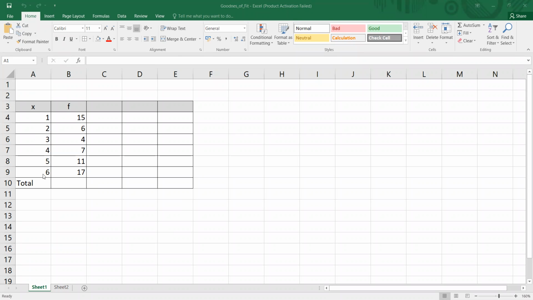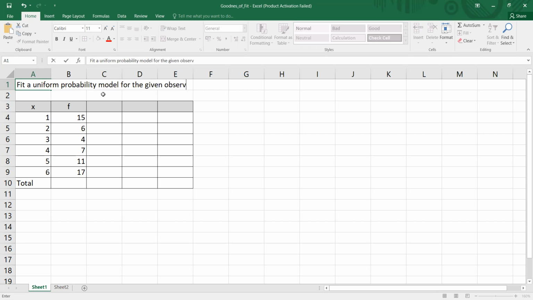In the column of X, we have the different values on the face of the die and the observed frequencies. These frequencies are the observed frequencies. And what we are going to do here is fit a uniform probability model for the given observed distribution and test its goodness.